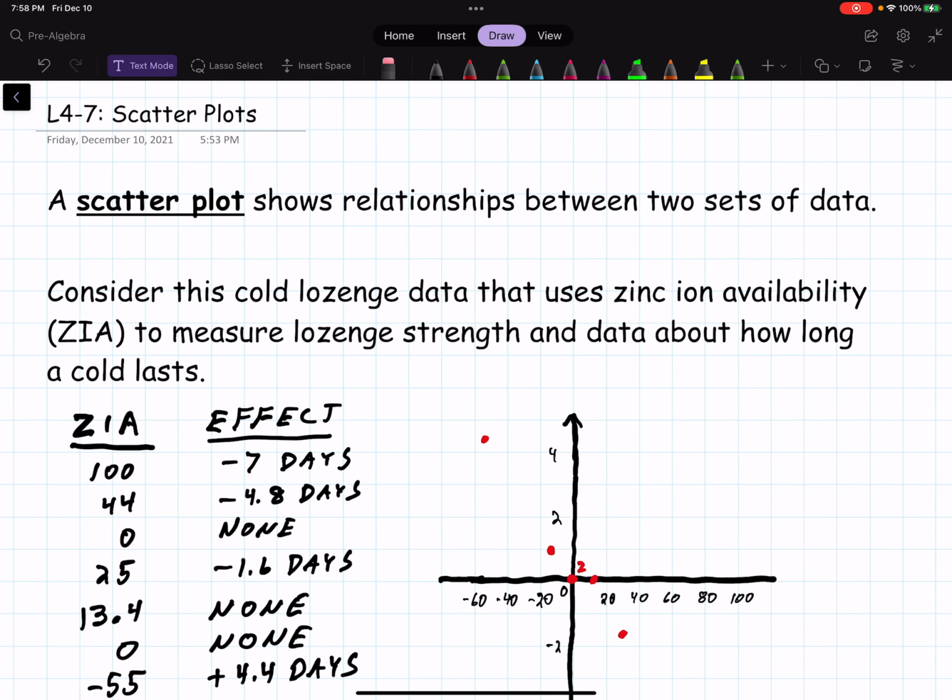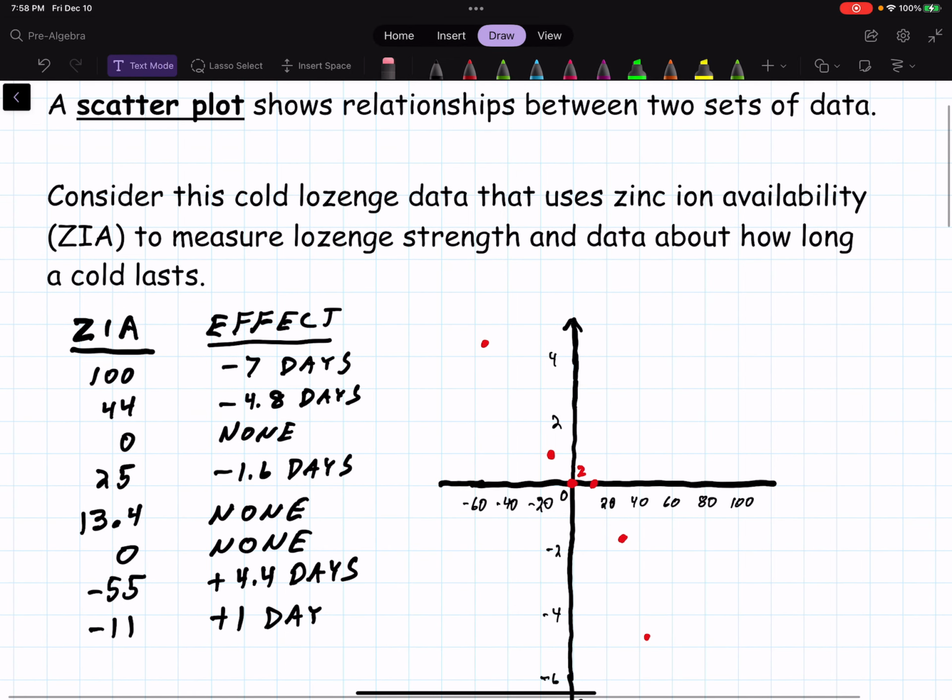So let's consider a concept here to maybe help us understand what a scatter plot is. Let's say we have a cold lozenge, and we have data that it uses zinc ion availability, called ZIA, to measure the lozenge's strength, and then it's data about how long a cold lasts. So we got two sets of data: the lozenge strength and data about how long the cold lasts. So I'll call that ZIA and data about how long it affects.